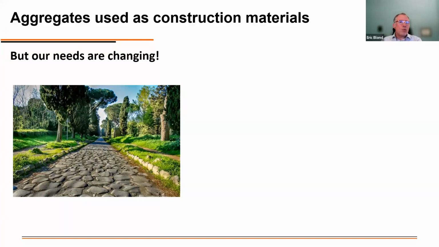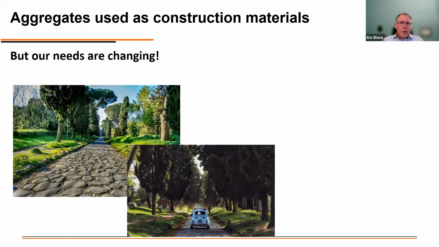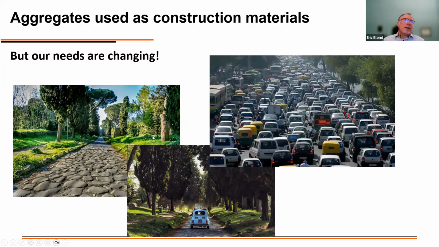And let's look at the same road. It's a different view, but it's the same road. We have this road, which is very nice. It's been there for 2,000 years. We can have a car driving on this road. But this is more like what Rome looks like today. This photo comes from Rome as well.